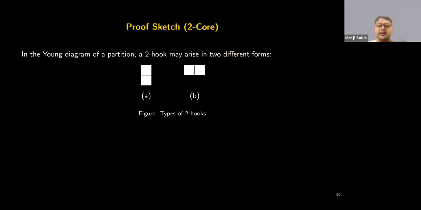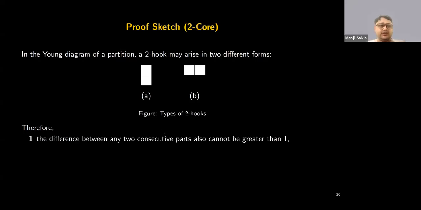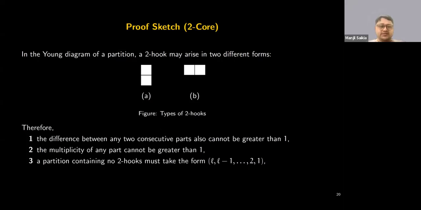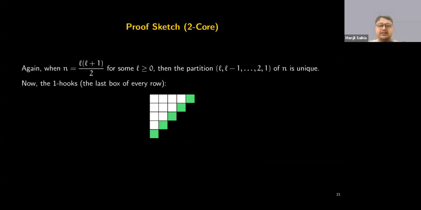You can look at it combinatorially and see how 2-hooks arise in a partition. There are only two ways in which a 2-hook can arise: either you have a column like this or you have a row like this. These are the only two possibilities. Once we figure this out, we can give a combinatorial description of all the 2-core partitions. These four properties need to be satisfied, and once we have these properties, it's easy to see that we'll have a partition of this type.